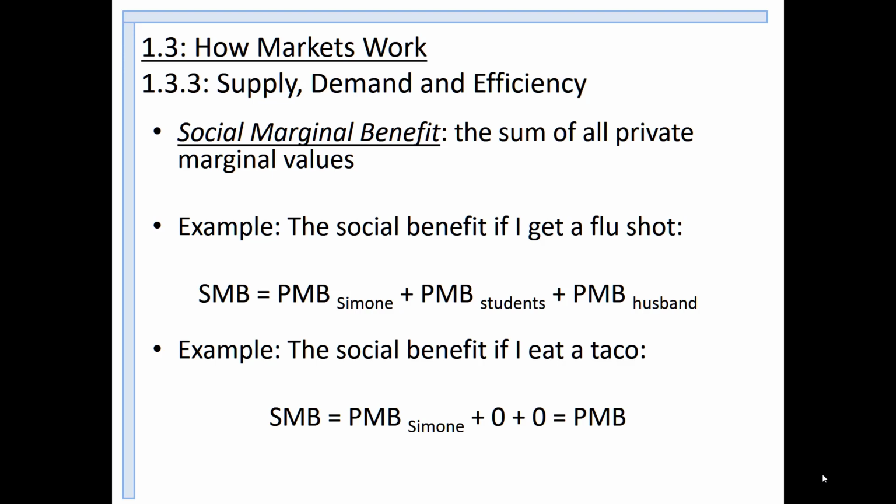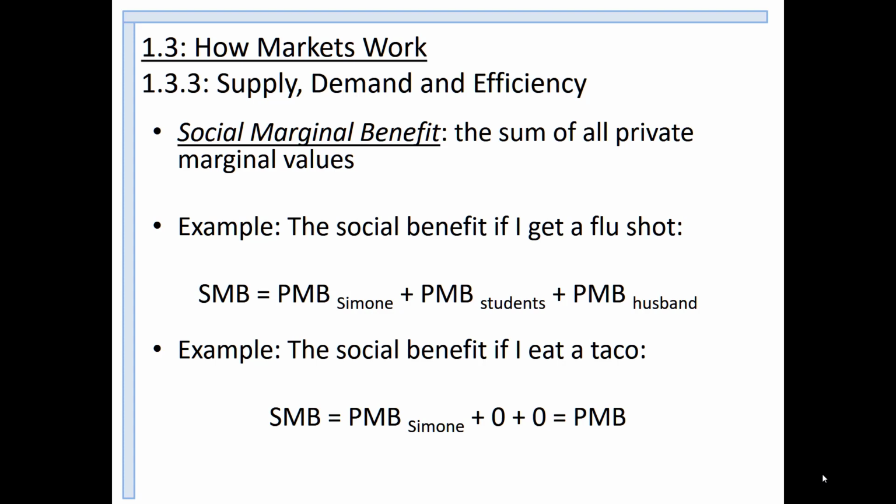The demand curve represents the private marginal benefit. Why? Because for each hypothetical quantity, it tells me the maximum amount, or the maximum price, a consumer is willing to pay. Now we need to define social marginal benefit. Social marginal benefit is just the sum of all private marginal values.